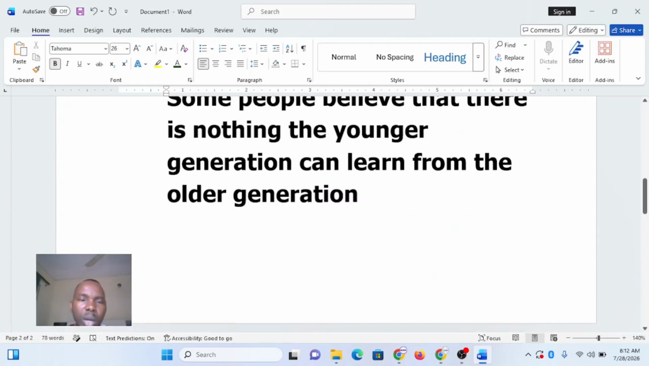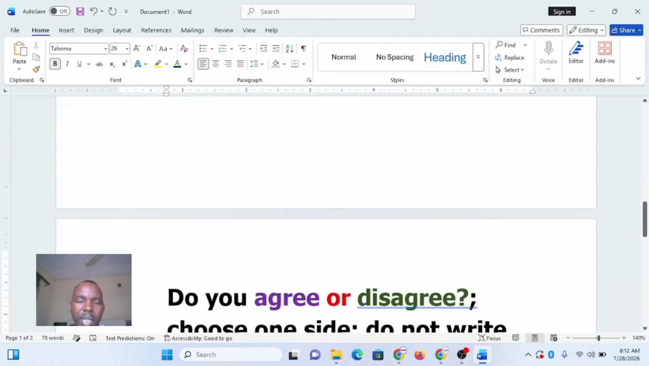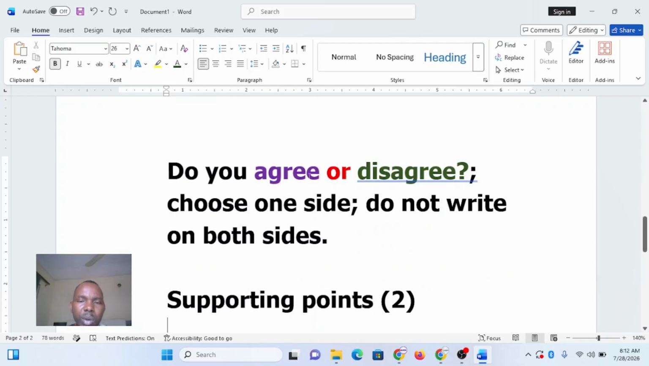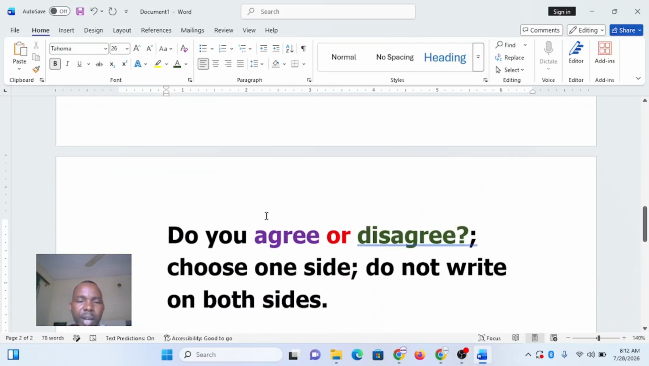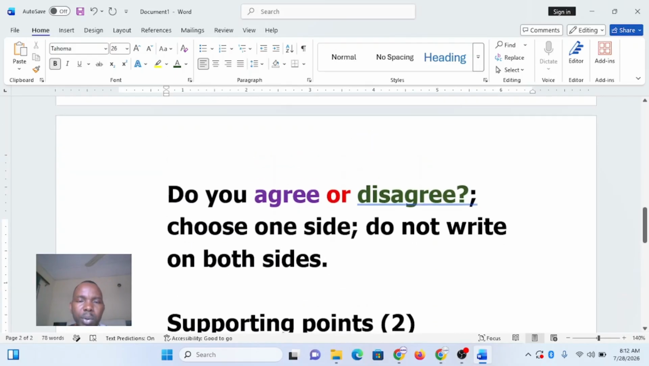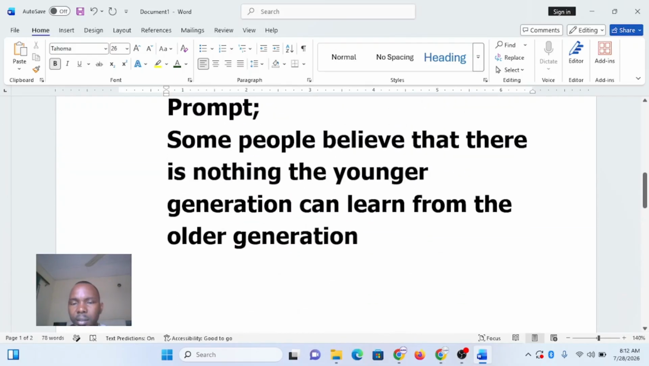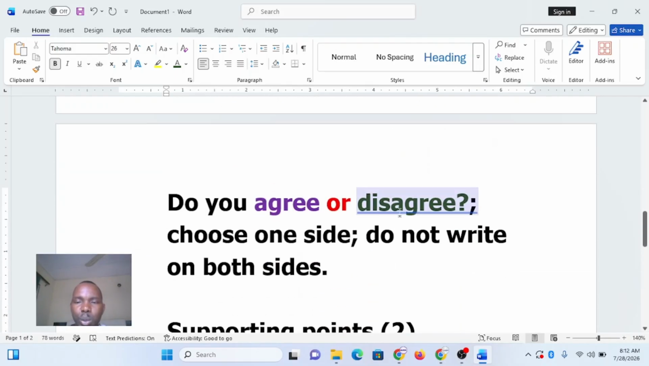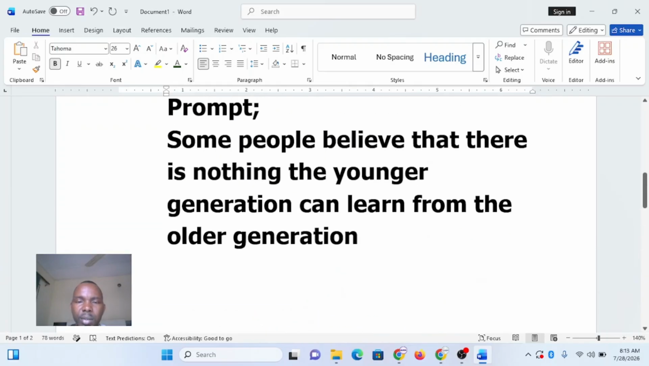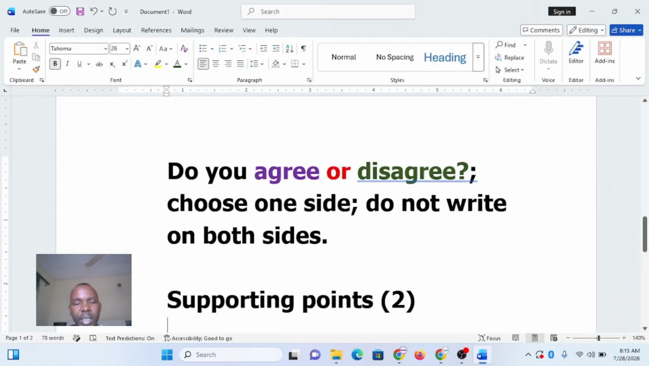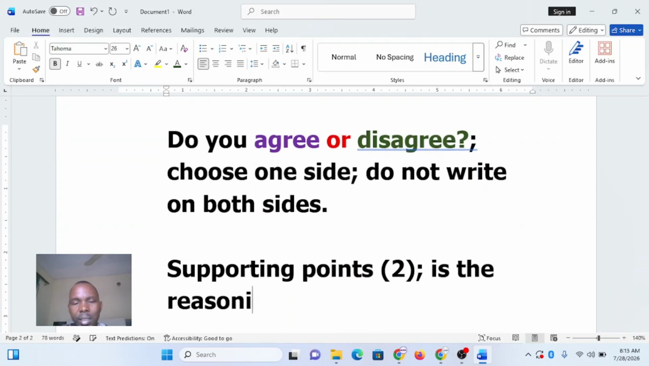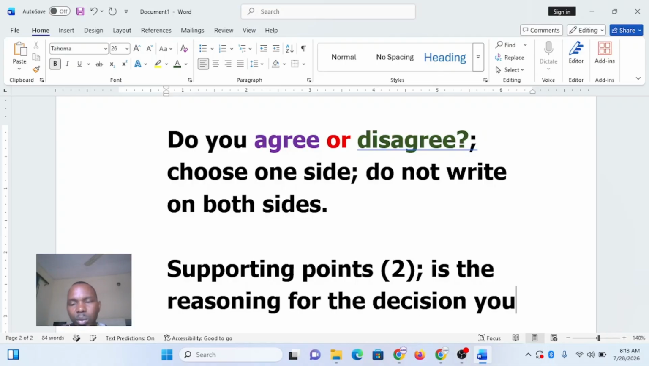So when you look at the question and the prompt is asking you, do you agree or disagree? Then ask yourself, can I give 2 supporting points if I agree? Or can I give at least 2 supporting points if I disagree? Supporting points are the reasoning. A supporting point is the reasoning for the decision you took.